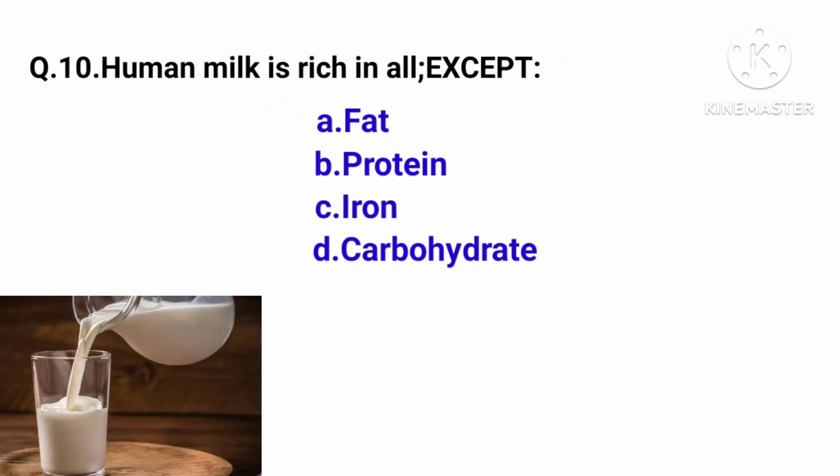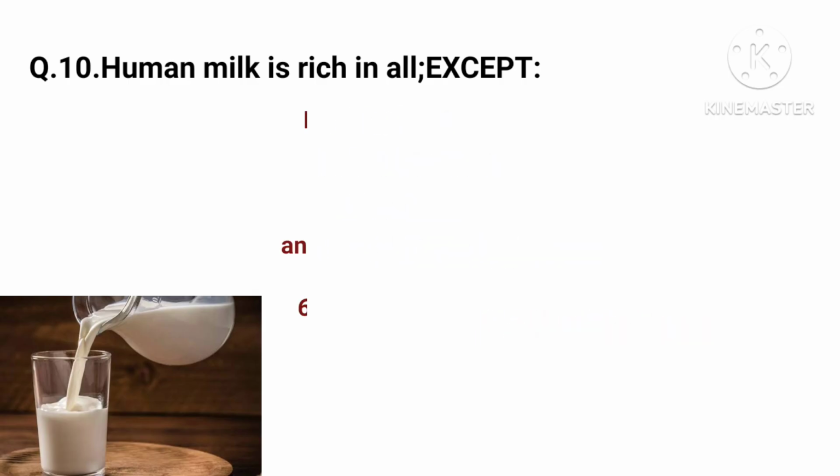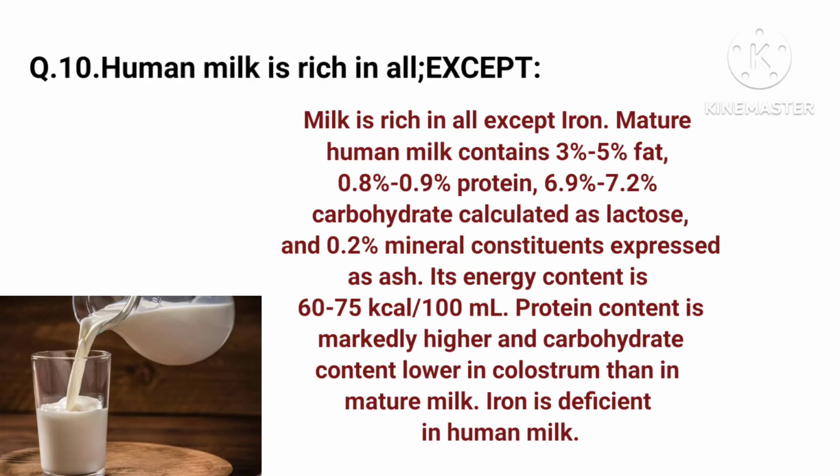Human milk is rich in all except fat, protein, iron or carbohydrate. And here the right answer is option C, iron. Milk is rich in all except iron. Mature human milk contains 3% to 5% fat, 0.8% to 0.9% protein, 6.9% to 7.2% carbohydrate, calculated as lactose, and 0.2% mineral constituents expressed as ash. Its energy content is 60 to 75 kilocalorie per 100 ml. Protein content is markedly higher and carbohydrate content lower in colostrum than in mature milk. Iron is deficient in human milk.